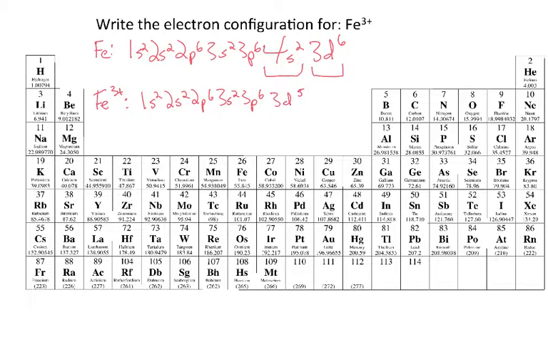All right. So with transition metals, I take away the outermost s electrons first when they're ions, then I start taking away the outermost d electrons.